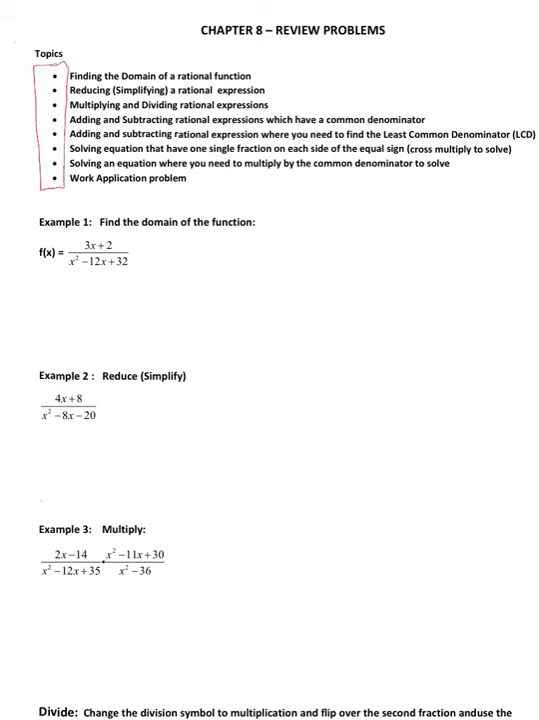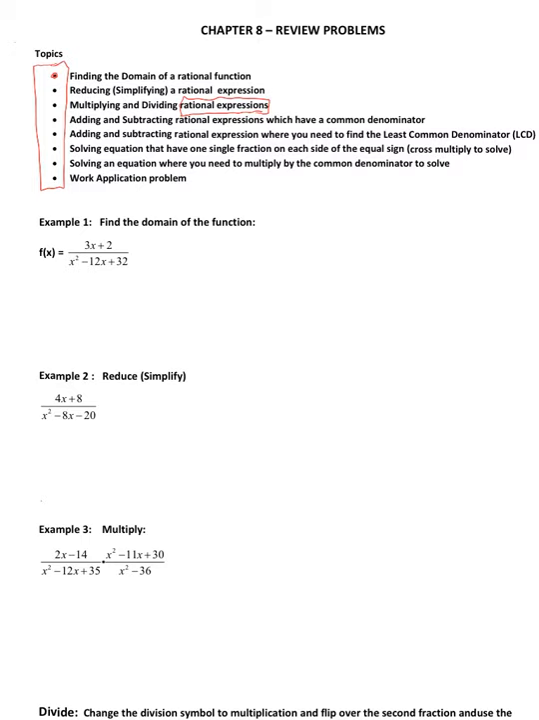So I'm going to give you an example of each one. Finding the domain of a rational function. Okay, we kind of do that differently than if we were finding the domain of a quadratic function. We're going to be talking about reducing or simplifying, kind of like reducing a fraction, multiplying and dividing fractional expressions. Fractional kind of rhymes with rational, and that's what they are.